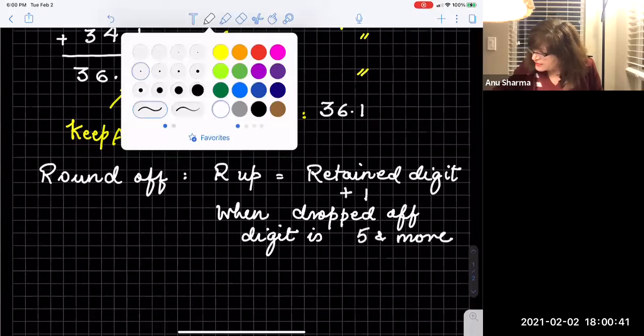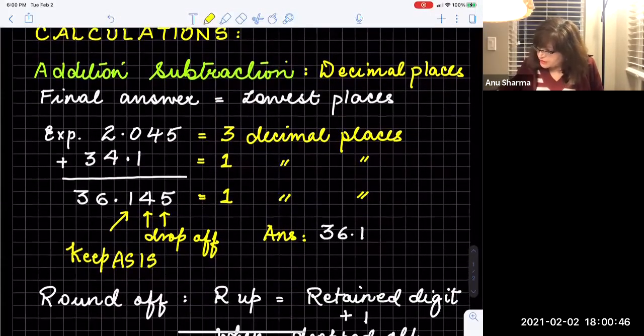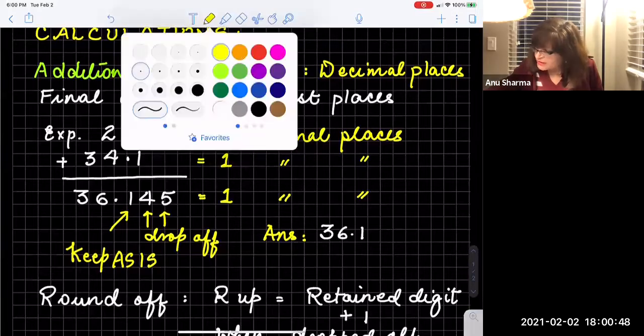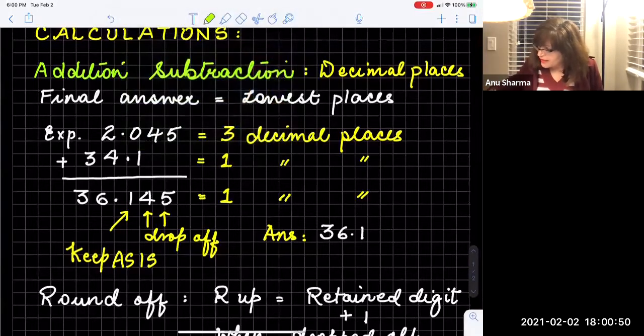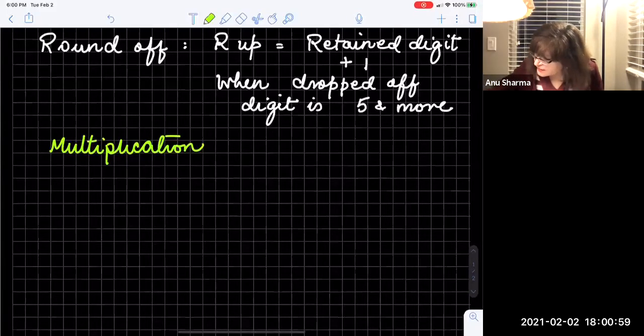Okay, that was addition and subtraction. Now let's look at multiplication and division. What's the story behind that one? So here is the multiplication and division.